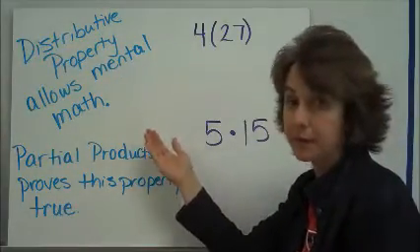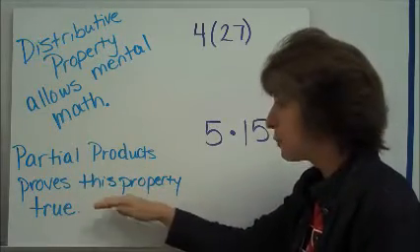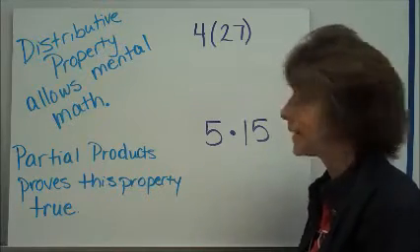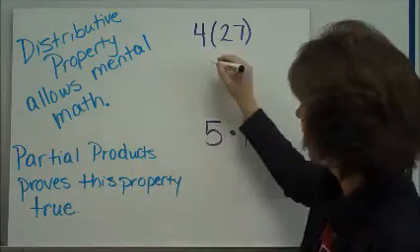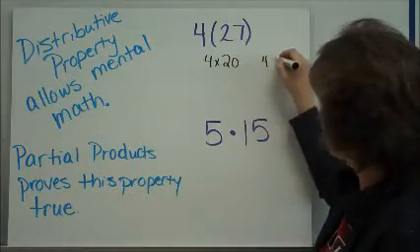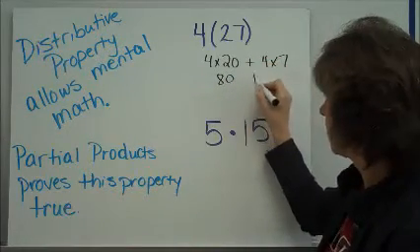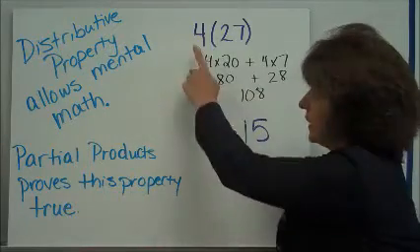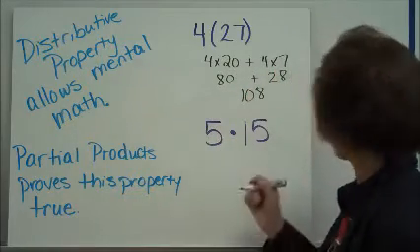The distributive property allows us to use mental math. Partial products, which some of you have used in class, proves this property true. Partial products means find 2 products and put them together. So instead of figuring out 4 times 27, I would figure out 4 times 20, and then I would figure out 4 times 7, and I would add those together. So this is 80, and this is 28, and so 108 is the answer. This is the distributive property, also partial products.